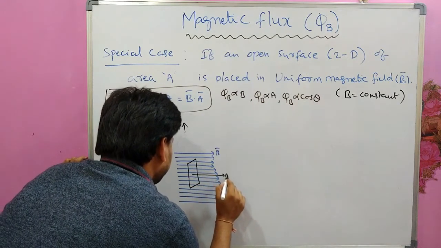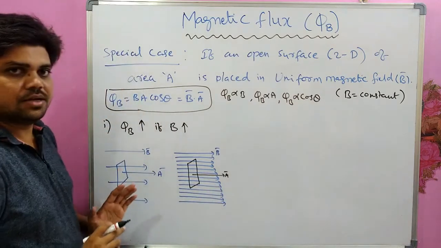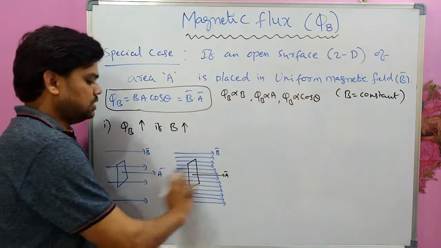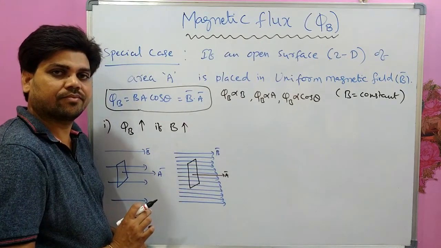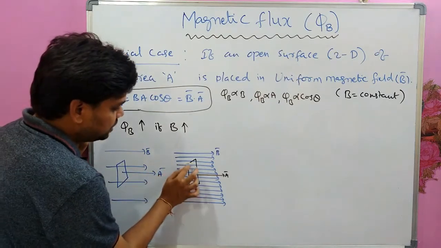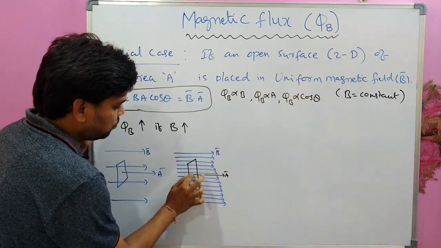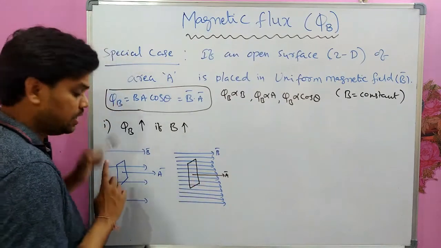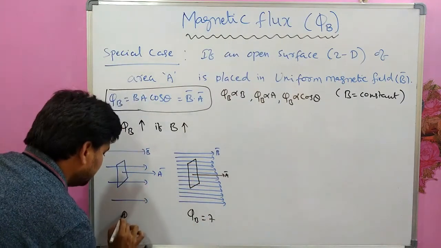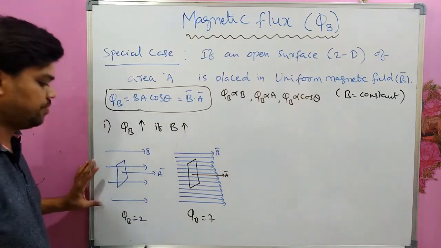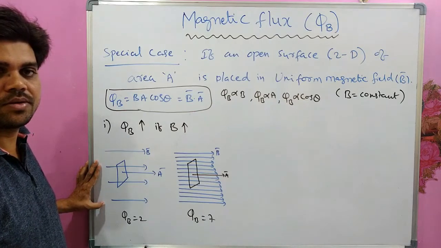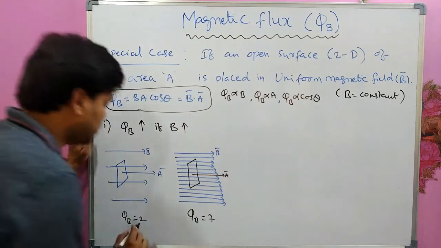Remember, same area, same surface. The surface is not changed, only the magnetic field is changed. Then see how many magnetic flux lines are passing through it. 1, 2, 3, 4, 5, 6, 7. Here flux is 7. Here you see flux is only 2. Two Weber, 7 Weber. You can see.